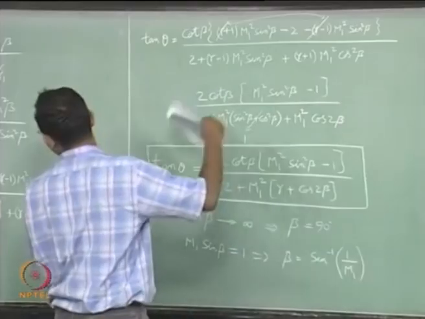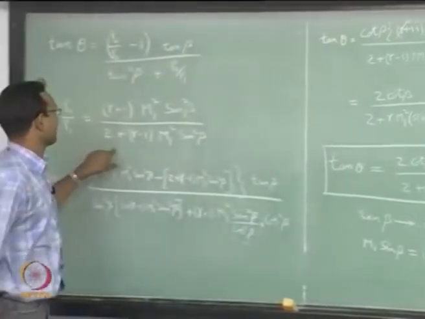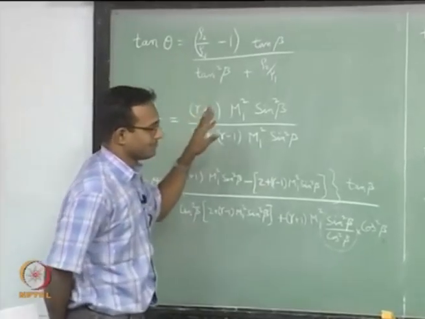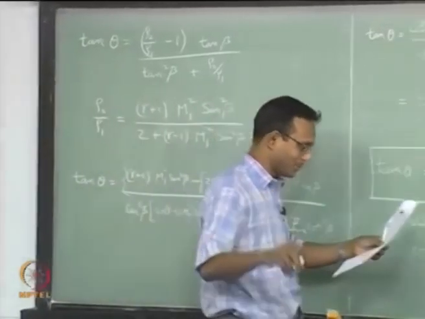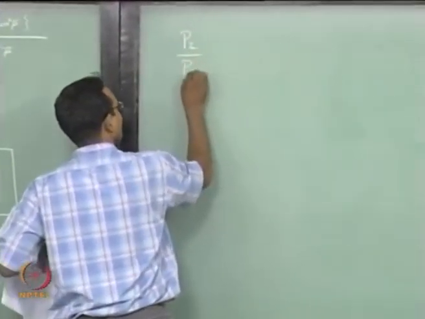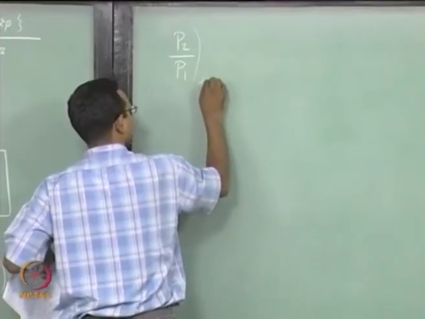Let us go one board back, we have this expression here. No, I will write a better expression, P2 by P1, let us go to a fresh page. We will write P2 by P1 for oblique shock.